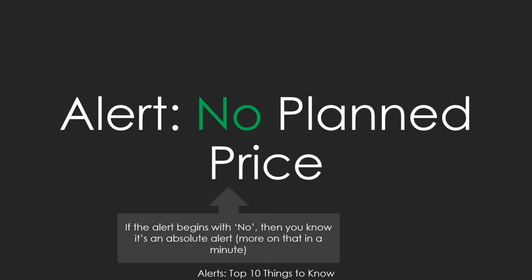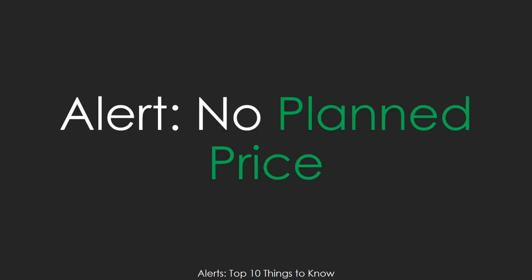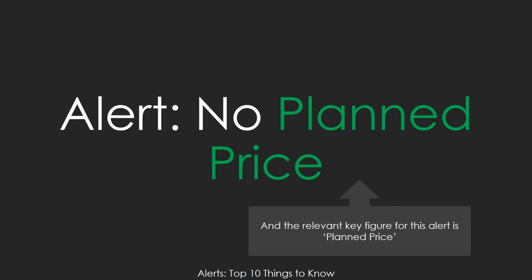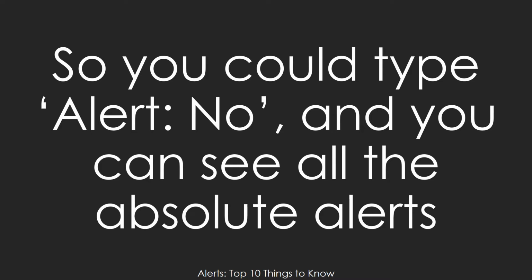If the alert begins with no, then you know it's an absolute alert. More on that in a minute. And the relevant key figure for this alert is planned price. So you could type alert : no, and you can see all the absolute alerts.